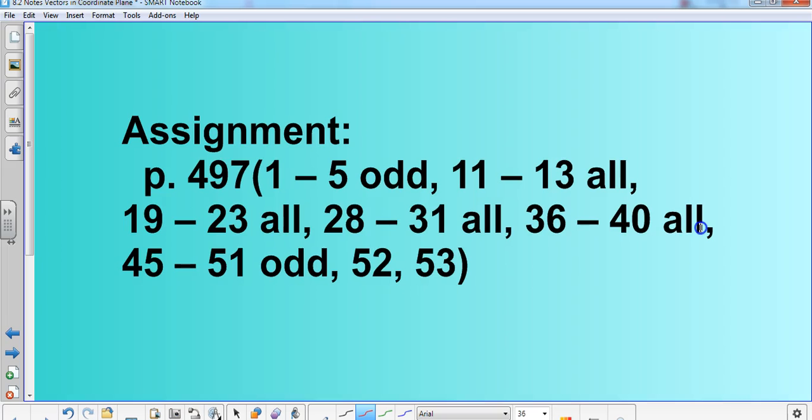All right. The book assignment is a couple problems here and a couple there because I just assigned a couple of each, okay? So this is what you need to be working on. There are books in the closet as well.